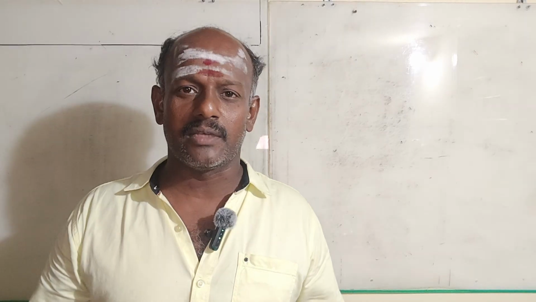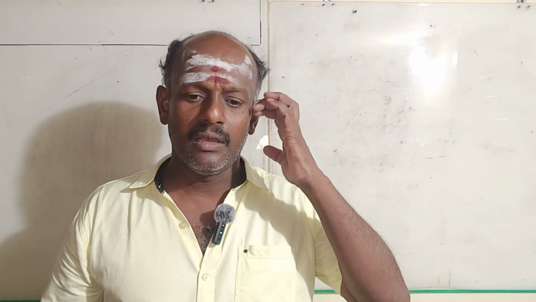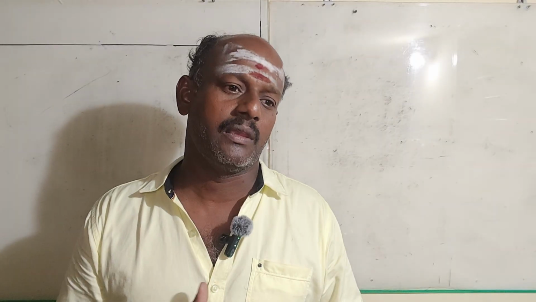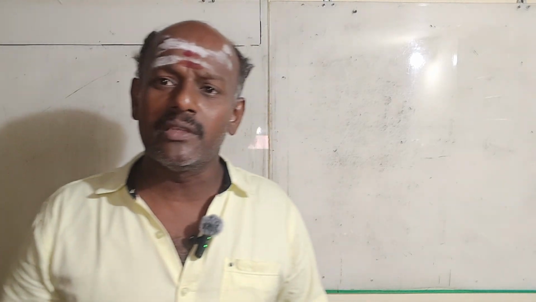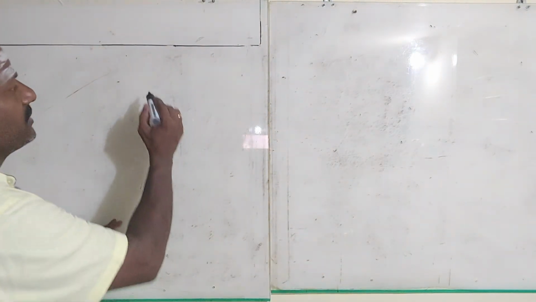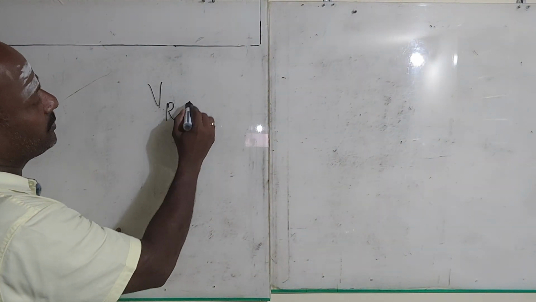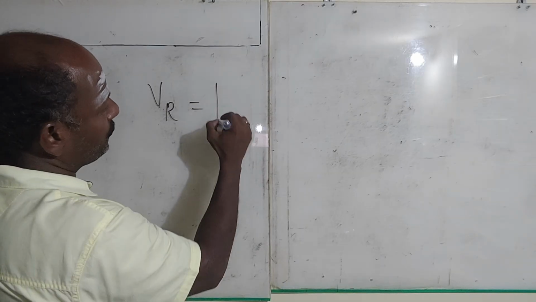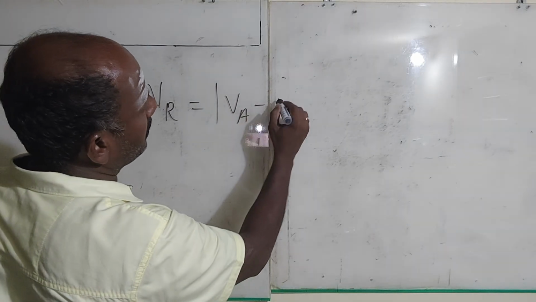Today we are going to discuss something numerical based on the 11th standard, which is very important for IIT JEE based questions. It is related to relative velocity. For example, the relative velocity is taken as VR equal to the difference VA minus VB.